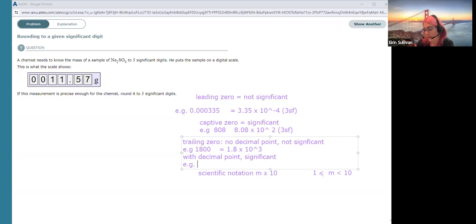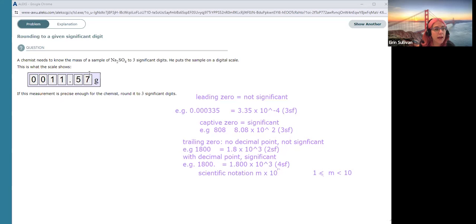So if I then said 1800 point, okay, I'm now saying that is 4 sig figs, right? I should have written 2 here. So let's write it. I would write 1.8, and I would keep those zeros because of that decimal point, times 10 to the power of 3, and now I'll be like, well, 1, 2, 3, 4, that is 4 sig figs, okay? So scientific notation will always help you out here.